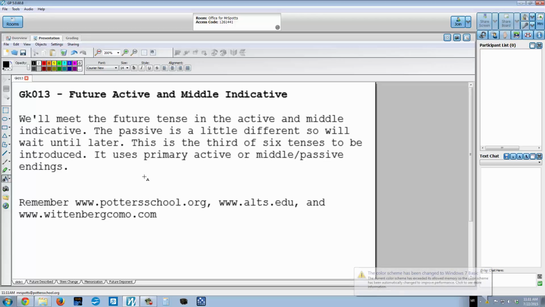The good news is that the future tense is going to use the same primary, active, or middle passive endings that you've used in the present tense. So we're going to find out that the future is not very difficult at all. Now the passive is a little bit different. We'll wait until later to introduce that. But this is the third of the 6 tenses to be introduced, and again it already uses endings you've already met.